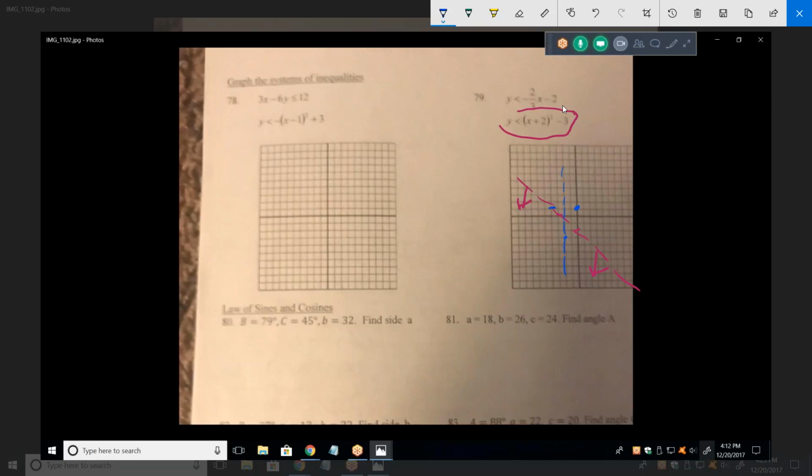Is it a dotted line or a solid line? It's dotted. Okay. And do I shade above or below? Below. Okay. Means we're shading down here.